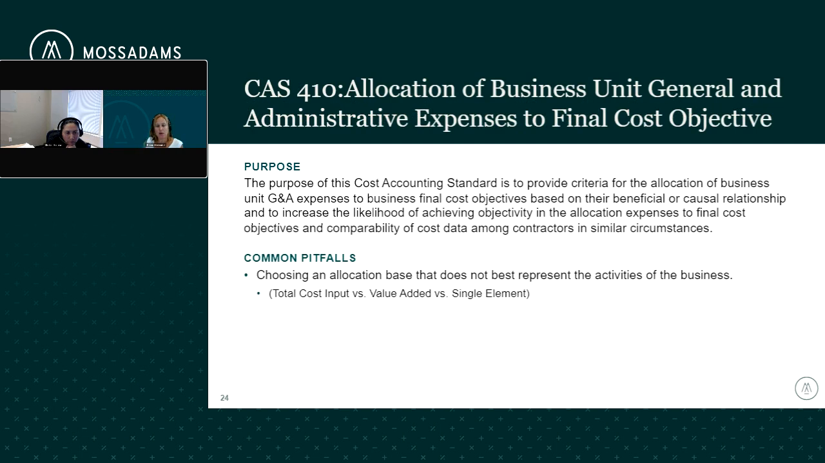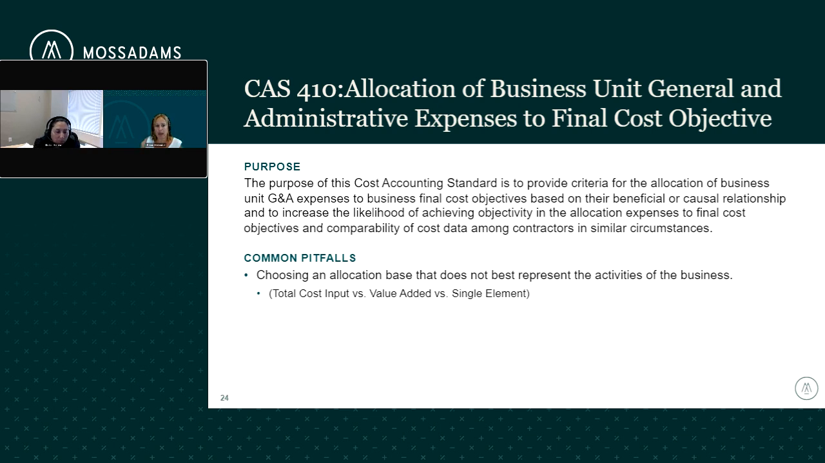CAS 410. So this is the allocation of business unit general administrative expenses to final cost objectives. And really this covers all the G&A expenses of the business and how you're allocating those to final cost objectives. By G&A expense, what we mean here is any management, financial, or other expense that's incurred by a business unit, which is really for the general management or administration of the business as a whole. This doesn't relate to any of the costs that are direct costs or overhead costs, but it's really the general cost of the business.